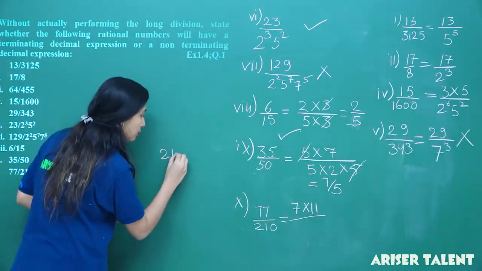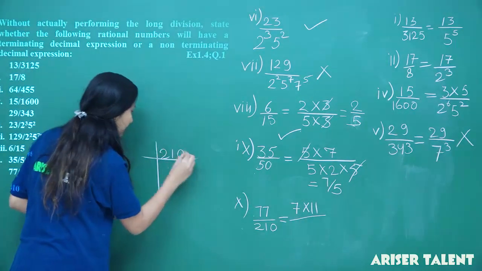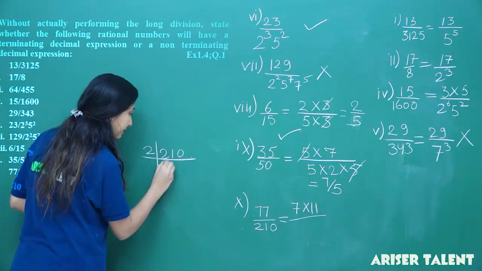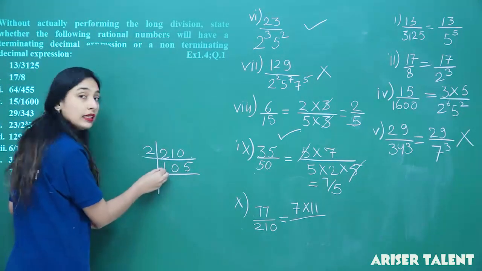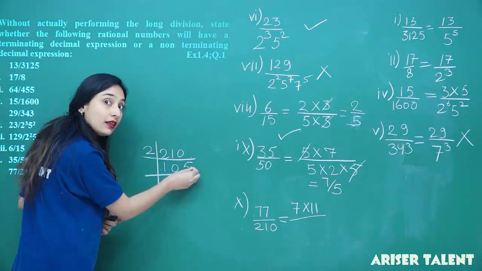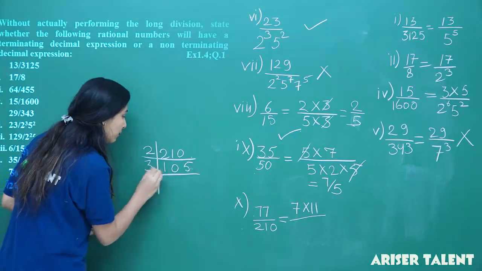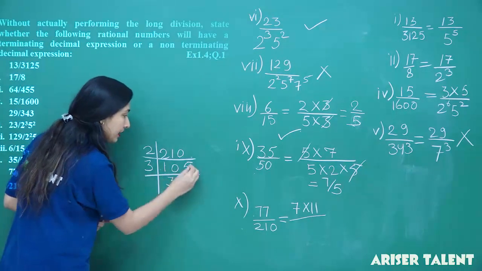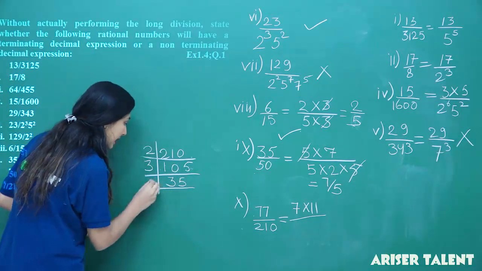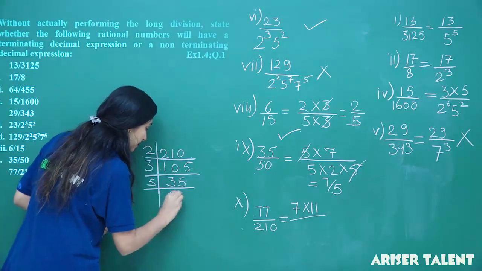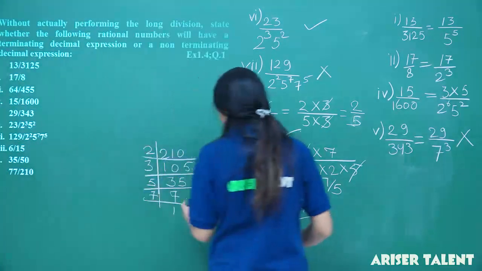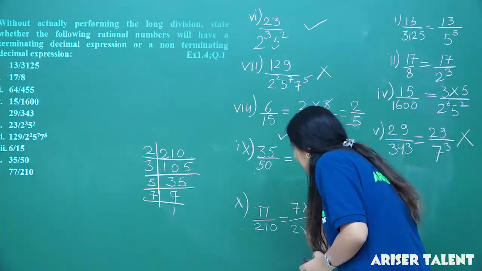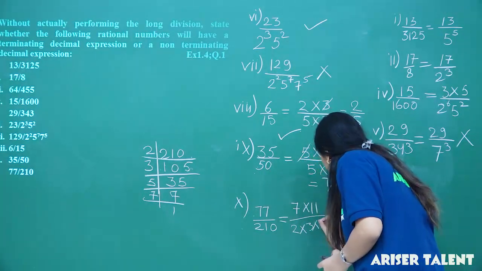Now 210, that will be 2, then 1, 0, 5, then 5 plus 1, 6, so divisible by 3. By 3, it will be 70, then 5 times 7, then 7 times 1. So what we will get? 2 multiplied by 3 multiplied by 5 multiplied by 7.